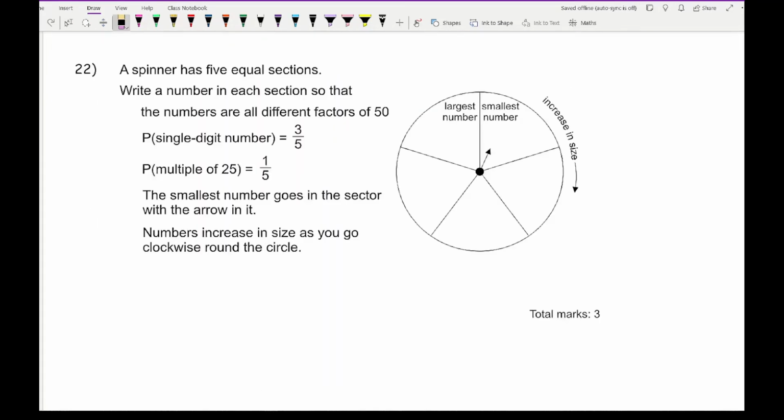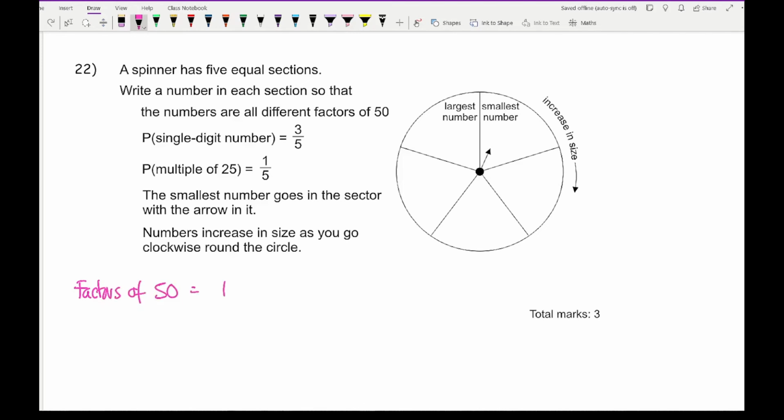Looking at question 22, it says that a spinner has 5 equal sections. Write a number in each section so that the numbers are all different factors of 50. The probability of a single digit is 3/5. The probability of a multiple of 25 is 1/5. The smallest number goes in a sector with the arrow on it, and the numbers increase in size as you go clockwise. So first of all, let's start by writing the factors of 50.